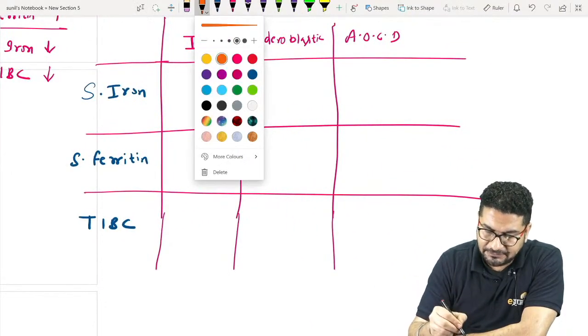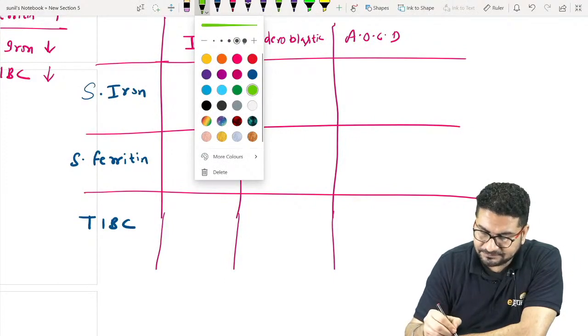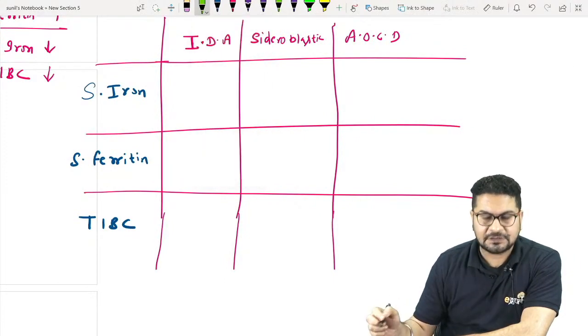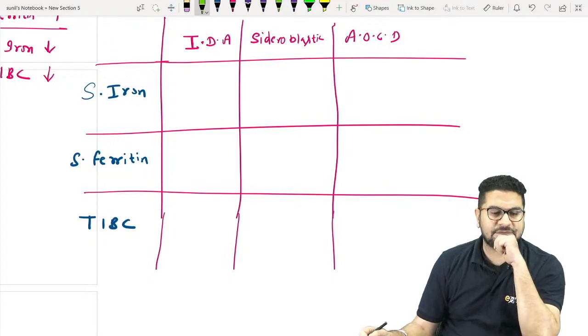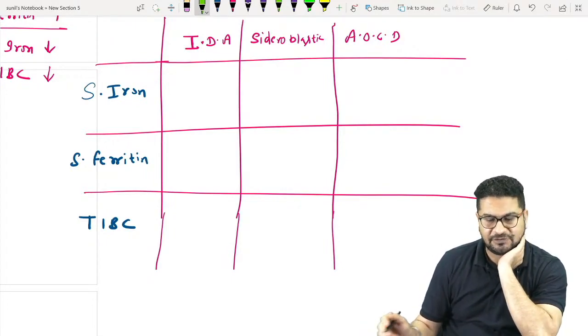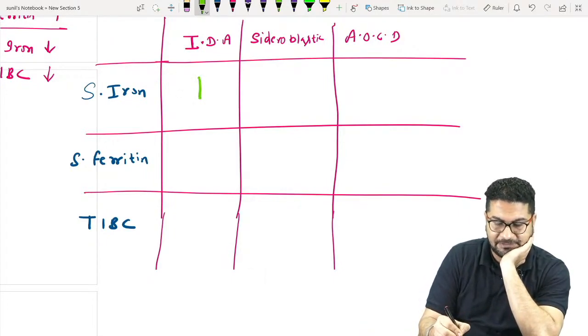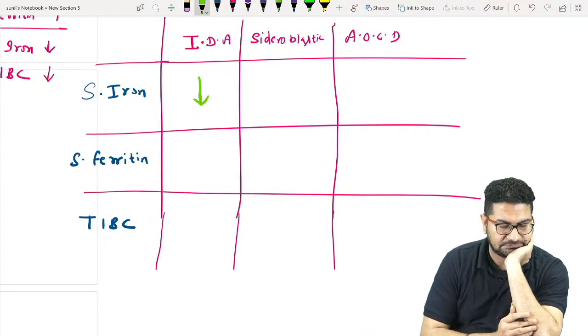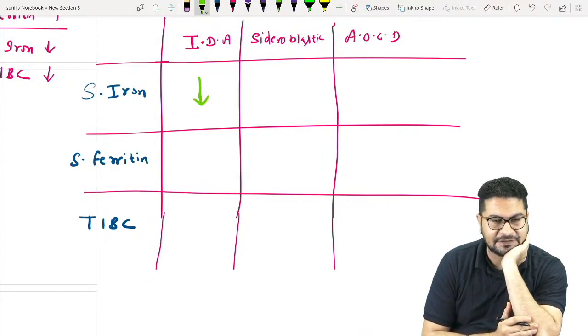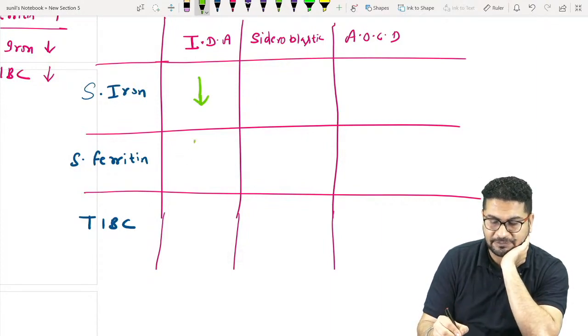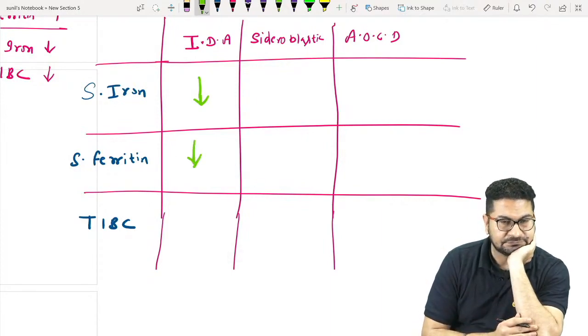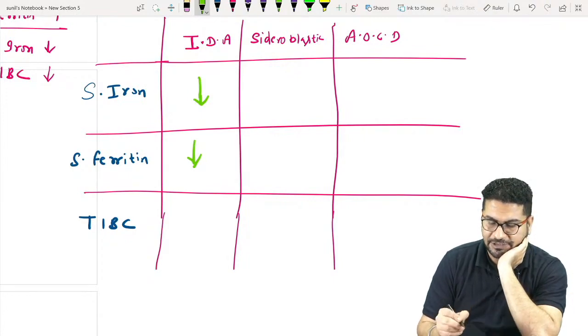Look at the screen. Try to understand this. Very, very important. If I say iron deficiency anemia, tell me what about serum iron? Serum iron is decreased. Simple. Serum iron is decreased; I told you it is the earliest to decrease. Store form is also decreased. And what I told you, ferritin is inversely proportional to TIBC. So TIBC will increase.